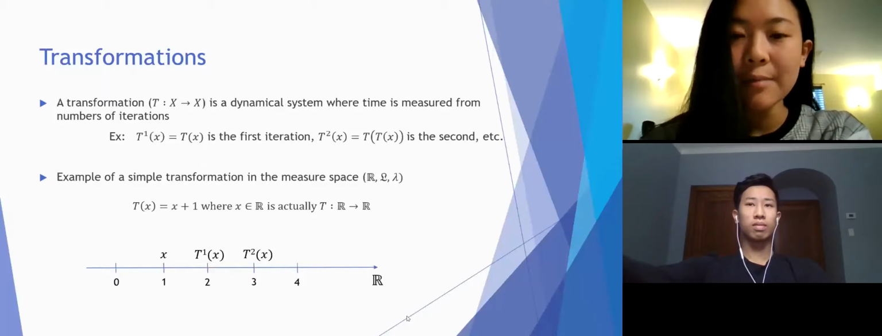When we write T: X → X, it indicates that the transformation takes points of X back to points in X. An example of a simple transformation is T of x equals x plus 1 on the real number line. If x is 1, then T of x is 2, and T^2 of x is 3, etc. When transforming a set, we apply the transformation to each point of the set.